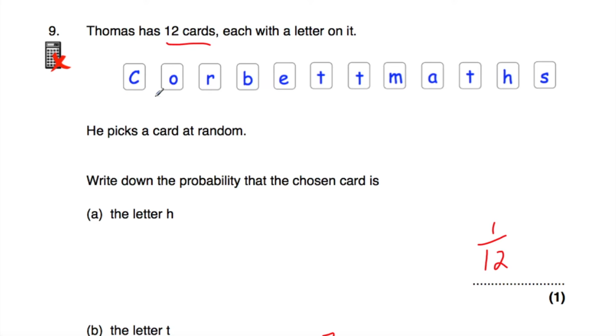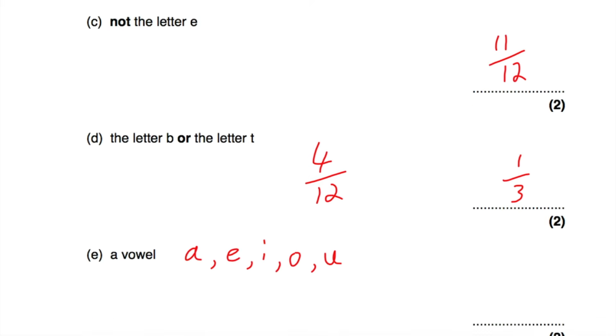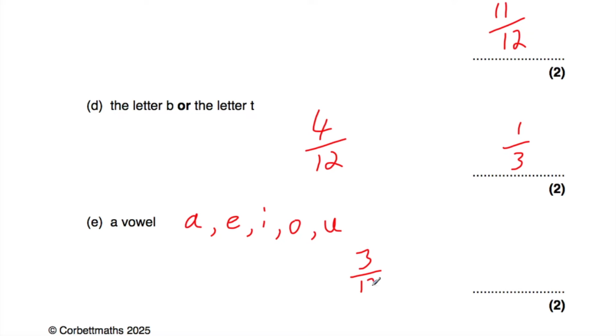Okay, so let's go through. Well, O's a vowel, E's a vowel, and A's a vowel. So there's 3 vowels there out of all the letters, the rest are consonants. So that means that there are 3 vowels, so 3 out of the 12, 3/12. And again, that can be cancelled down because both the numerator and denominator are divisible by 3, so that would be 1/4. So the probability of picking a vowel would be 1/4, and that's it.